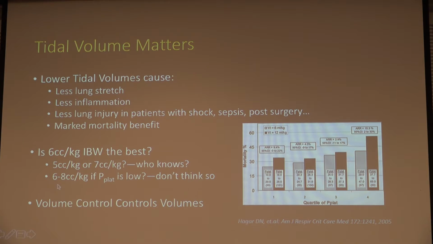There are some people that say, in fact, even in the recent surviving sepsis guidelines, that maybe 6 to 8 cc's per kilogram of ideal body weight's okay as long as the plateau pressures are low. And again, I refer back to this graph that we showed earlier. Even with low plateau pressures, 6 cc's per kilogram is associated with improved mortality. So again, I think that's our target until we have more information. And I think if volume is important, then volume control controls volume.